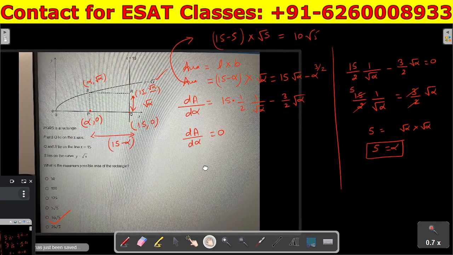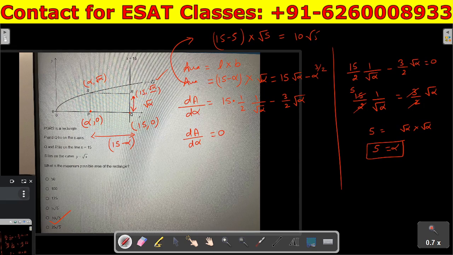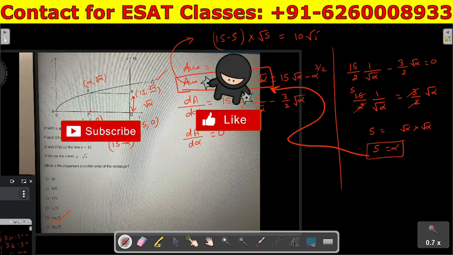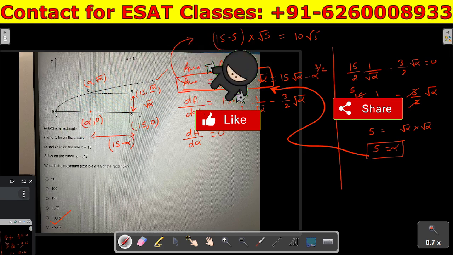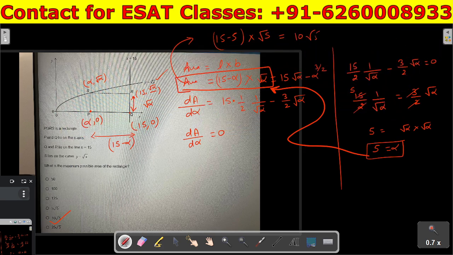Wait. How did you calculate? 10 times root 5. See, we have the expression for our area. I have put my alpha value in this expression. It means at this alpha, you will get your maximum area. So just substitute your alpha in this expression of area, and please check it. Is it correct? It's correct. Okay, very good.